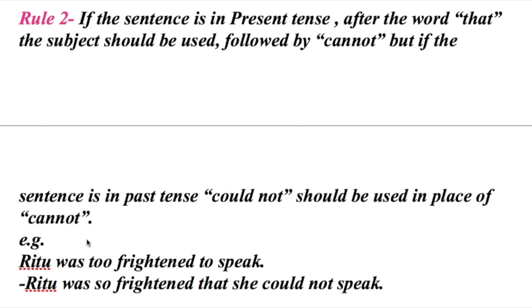See the example and you will definitely be able to understand. The example is, Ritu was too frightened to speak. So here this sentence has been given in past tense. You can see there is the use of was. So the sentence is in past tense. So it is going to be converted as, Ritu was so frightened that she could not speak. So you can see how cannot has been substituted by could not when the sentence is in past tense. कि अगर आपका sentence past में है तो हम cannot के बजाय could not का इस्तेमाल करेंगे.